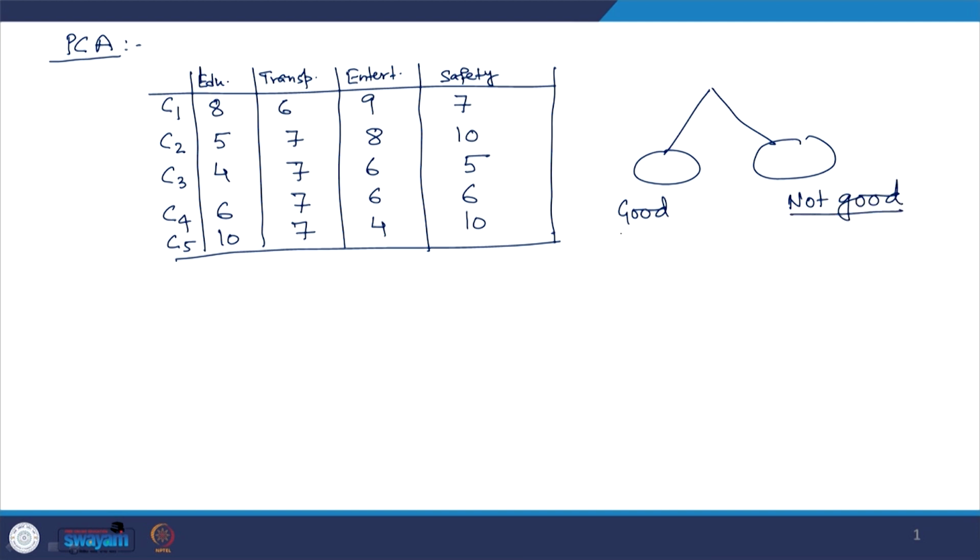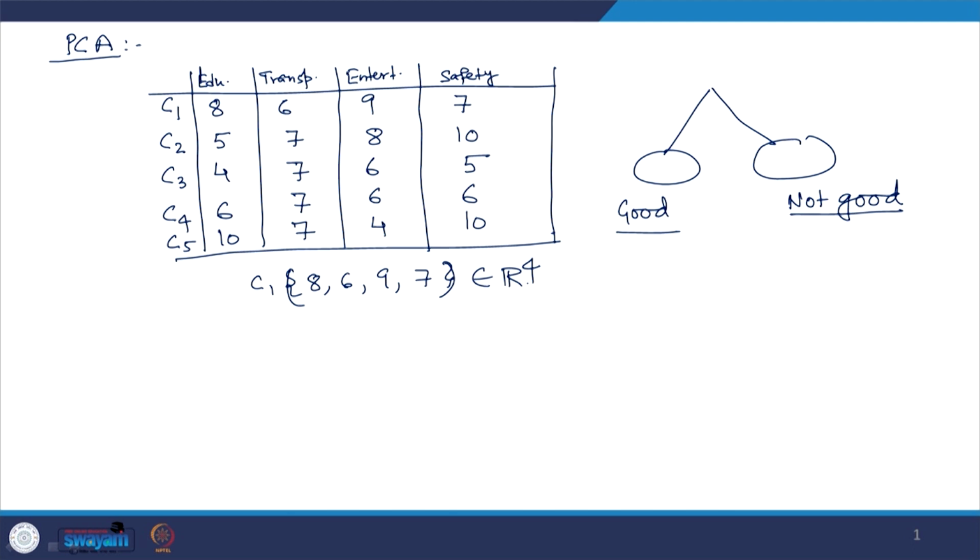So, basically I have 5 cities and a feature vector corresponding to each city. For city C1 my vector is 8, 6, 9, 7. It is a 4-dimensional vector, it is a vector in R4. Similarly for C2, C3, C4 and C5. Now I have to classify all those cities based on these parameters.